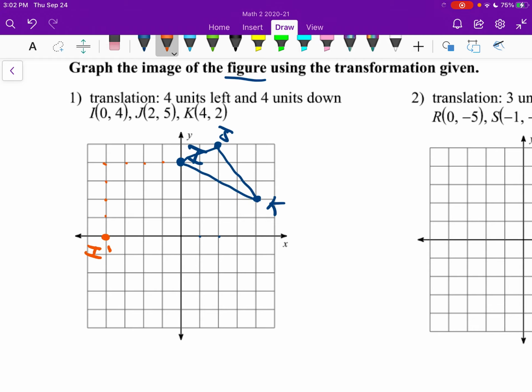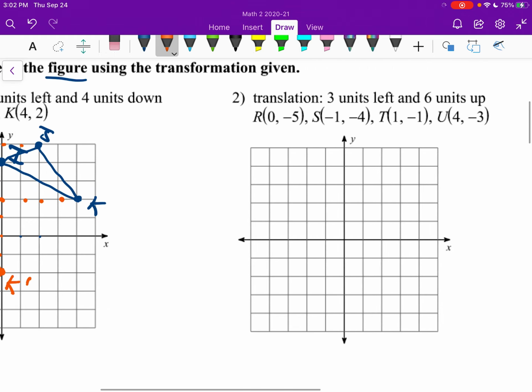J will move left 4, 1, 2, 3, 4, and down 4 as well. There's J. And then K will do the same thing. K prime. And then we can fill in the lines, and there we are. The shapes should be congruent. They should be equal. They should be the same. Oh, I forgot a little prime next to my J. There we are. And our actual answer is the orange figure there.